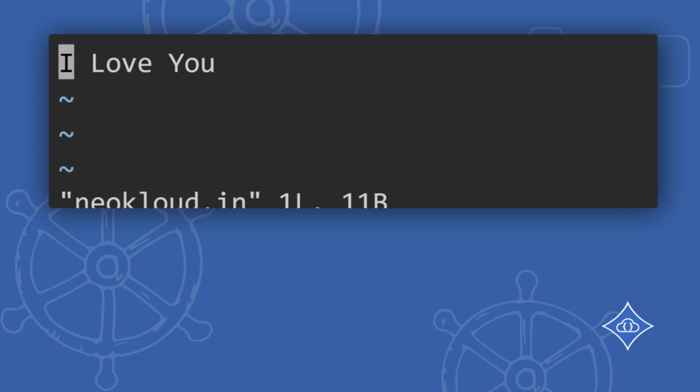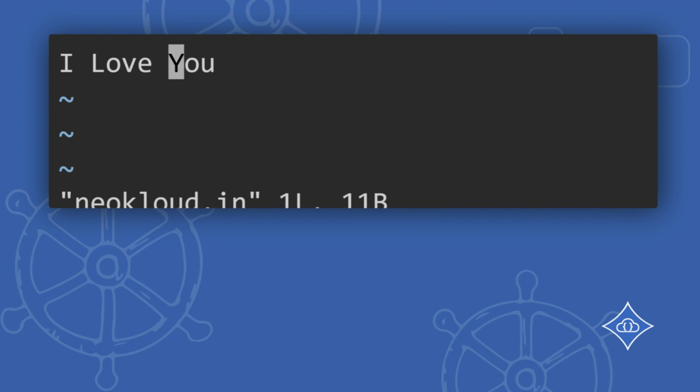Neokloud.in. This is the file I already created. Here "I love you" is written. Here is the cursor. Inside the cursor is I. If I move the cursor by only one, you will find that it is blank inside. Here inside the cursor is L, this is O, this is V, this is E. So everything I highlight is inside the cursor.